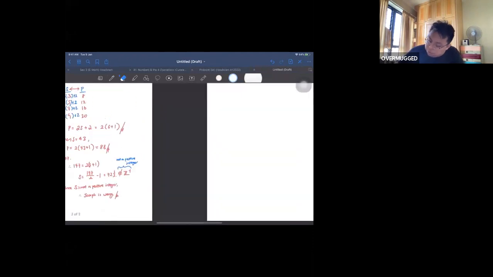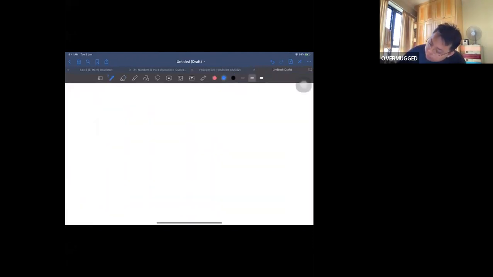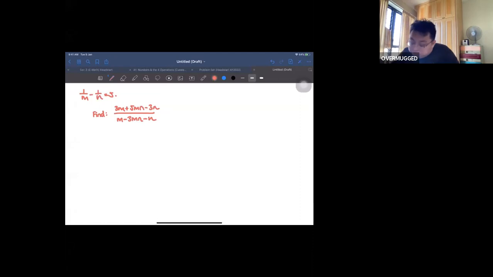Now, let's go through. For this question, the formula is 1 over m minus 1 over n equals 5, and I want you to find the value of 3m plus 5mn minus 3n divided by m minus 3mn minus n. The reason why I chose this question is that it's pretty similar to what you will encounter in upper sec, so I think it's a good transition into that phase.